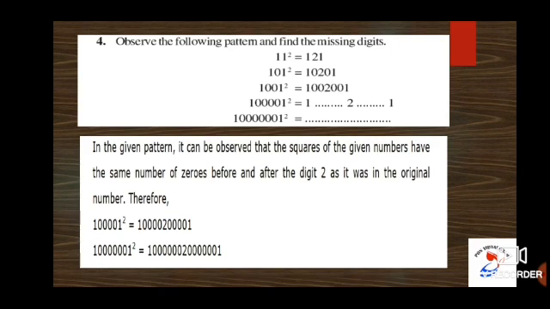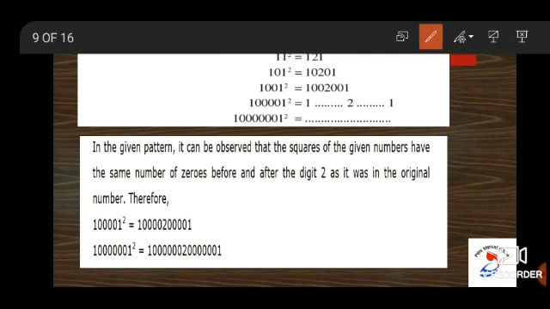Observe the following pattern and find the missing digits. Look at the question, children. They have given you the question clearly, that is 11 square, that is 121. Next it is 101 square. So see, in the given pattern what you can observe is that the squares of the given numbers have the same number of zeros before and after the digit 2, as it is in the original number. Therefore, for the missing number, first see how many zeros it contains, that is around 2 plus 2, 4 zeros. So after this number 1, you have to place 4 zeros. So after number 2, again you have to place 4 zeros.